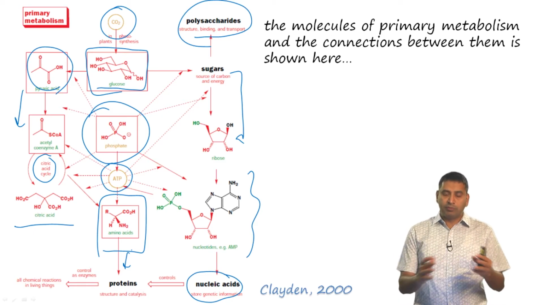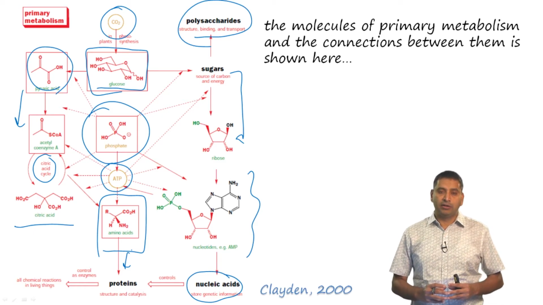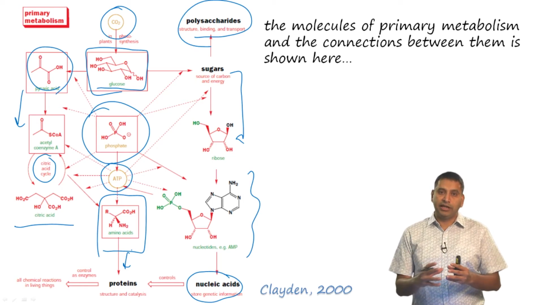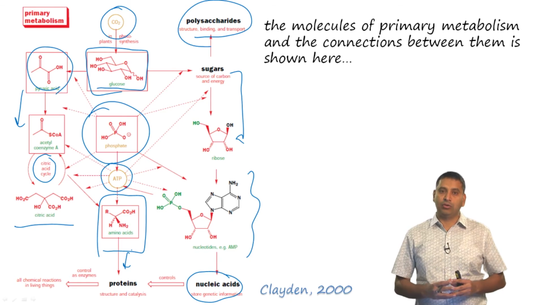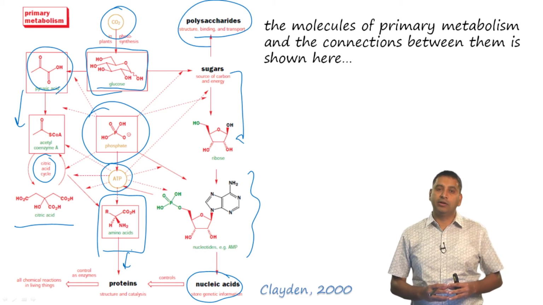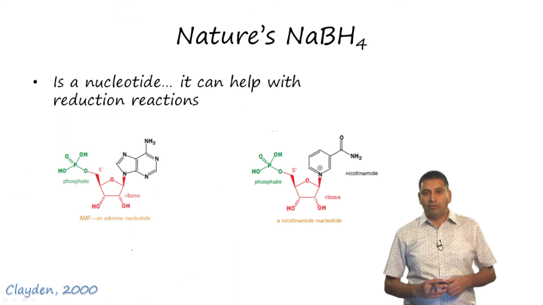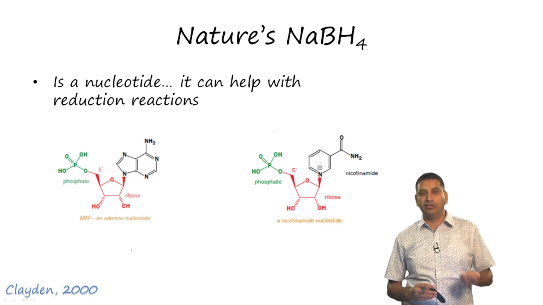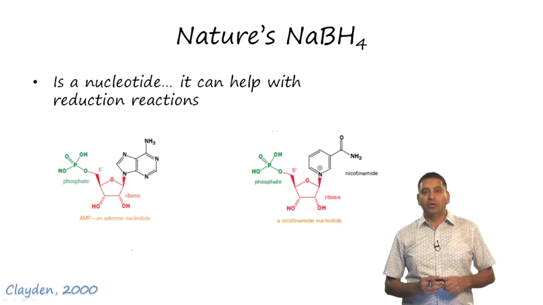So, although this picture looks very complicated, it is highly interconnected, and each of these arrows here indicates a number of enzymes that can do this process, and these occur in a very highly coordinated and regulated manner inside a cell. First, let us look at one of the important reactions inside a cell, which is oxidation and reduction. Okay.